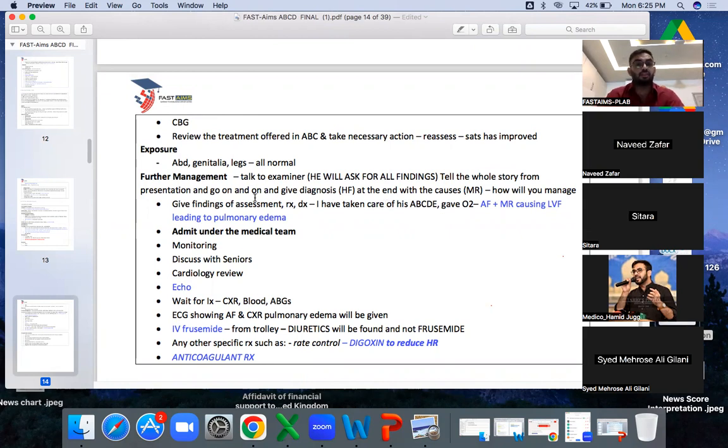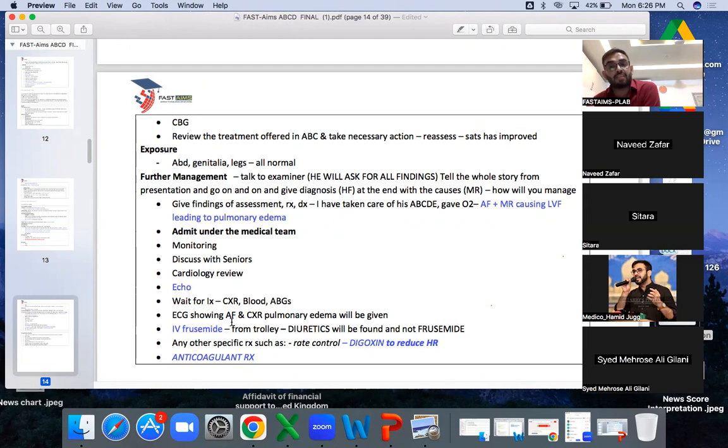And then what you are going to do is tell them that we are going to have a cardiology review. This is the senior involvement. We are going to arrange for echocardiography. Okay. And keep in mind, after doing that, you have to manage it in some way. If the crackles are there, you need to give IV furosemide.